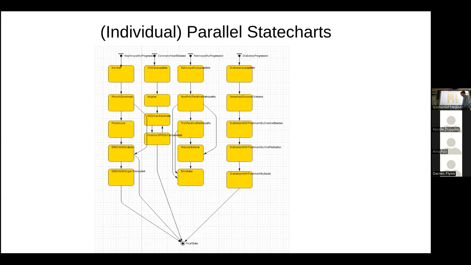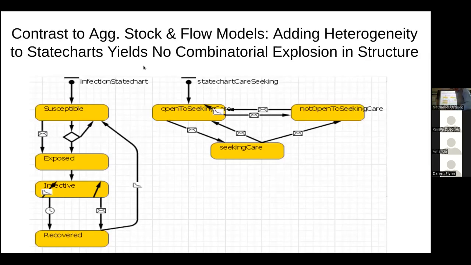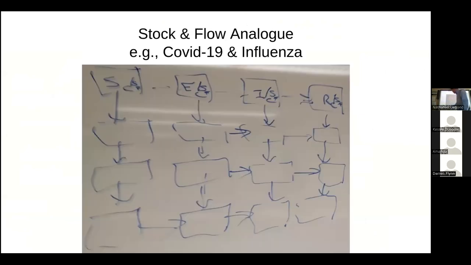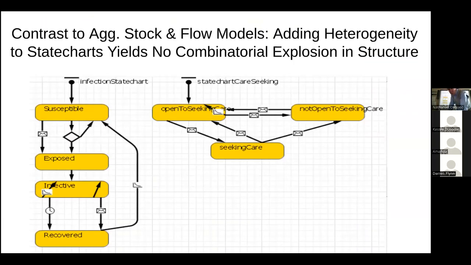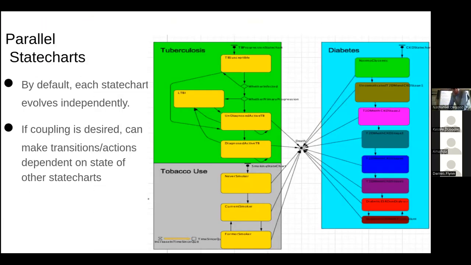So parallel state charts, for example, if that's the right way to say it, multiple state charts within an individual, provide this extra level of richness in characterizing progression of individuals with respect to multiple conditions, and a scalability, a sort of ease of adding in new concerns, which is very different from what we see with aggregate stock and flow models, where we are bound to the strictures of needing to keep track of all combinations.